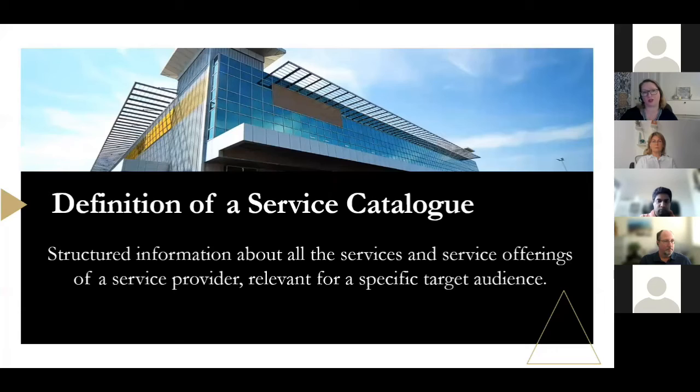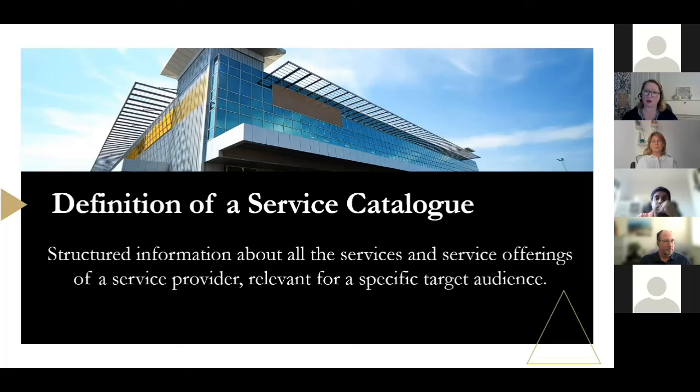So as we keep going through, let's just start with an ITIL definition of a service catalogue. It's structured information about all the services and service offerings of the service provider relevant for a specific target audience. Great to have that sort of definition of what is a service catalogue.